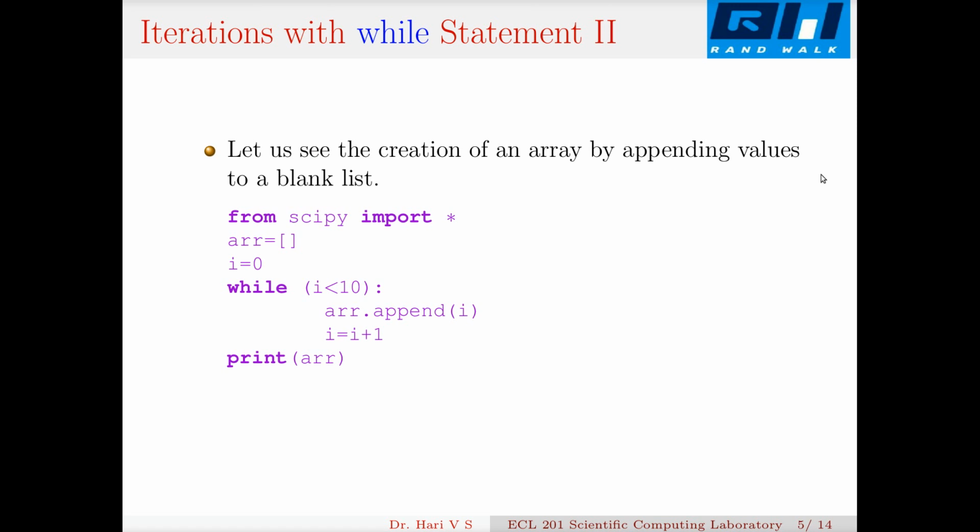Next, let us append values to an array. Like before, I import all modules from SciPy with from SciPy import star. A blank array is created with arr equal to blank. i equal to 0, while i less than 10, arr dot append i. Append is a function from SciPy. It appends values to a list or an array. i is incremented to i plus 1, then print arr.